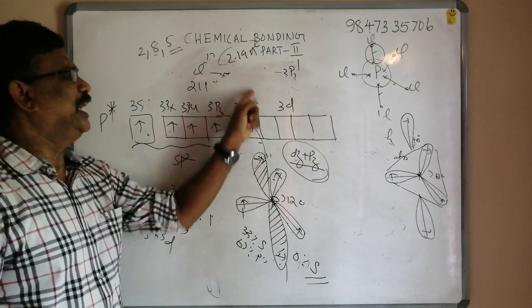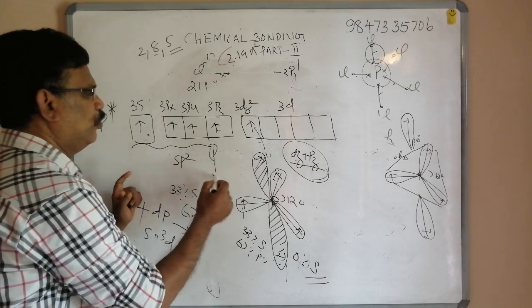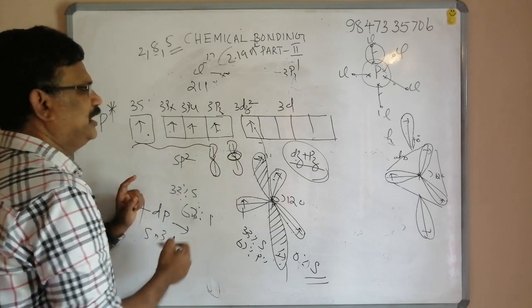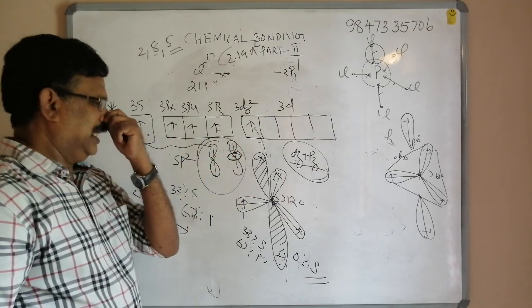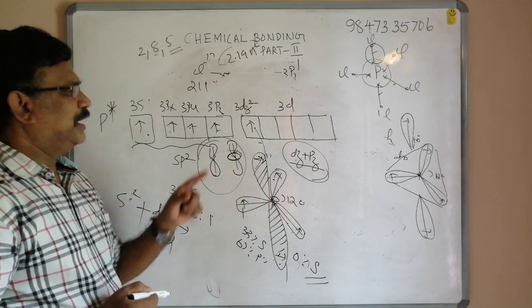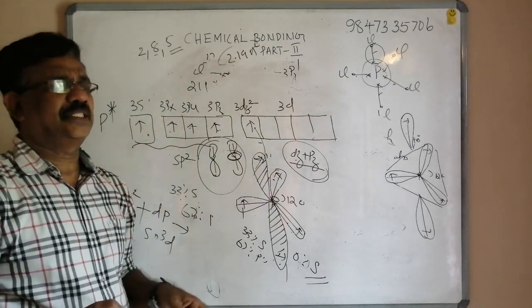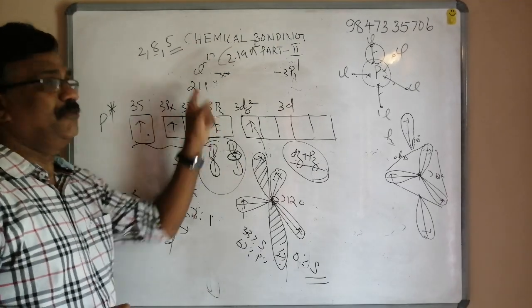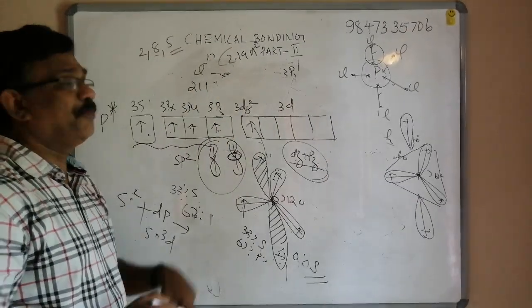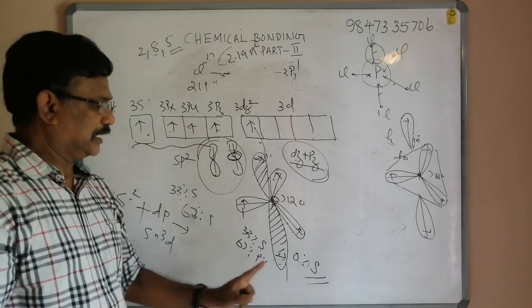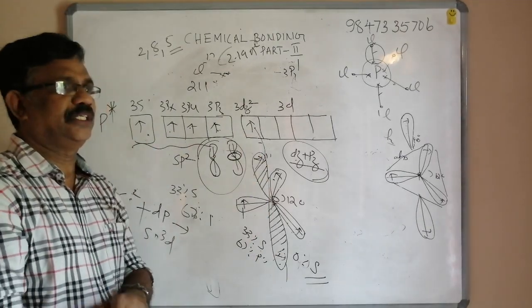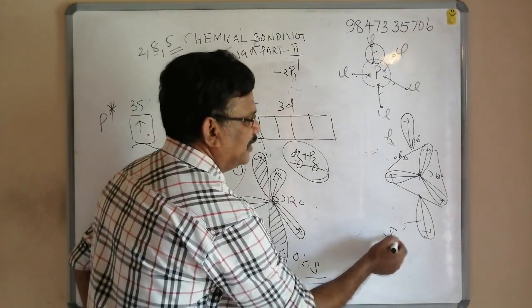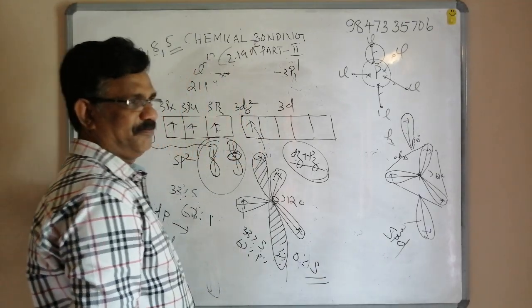Orientation along the axis; this pz also has orientation along the axis. This 3dz² is also along the axis. Their mixing is very easy, and thereby the dz² orbital will take part in the mixing. So that is the answer: dz² with 3pz and 100% p character, no s character, 0% s character for this orbital. For CBSE students, I discussed this orbital is called sp³d orbital.